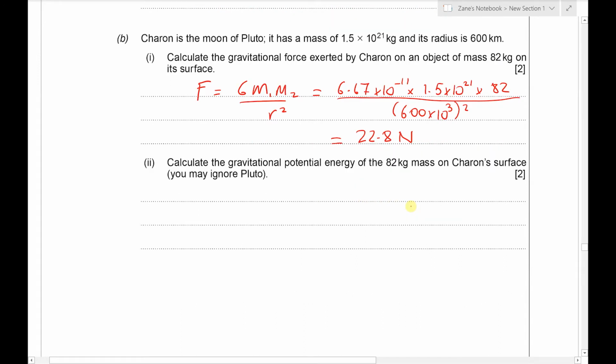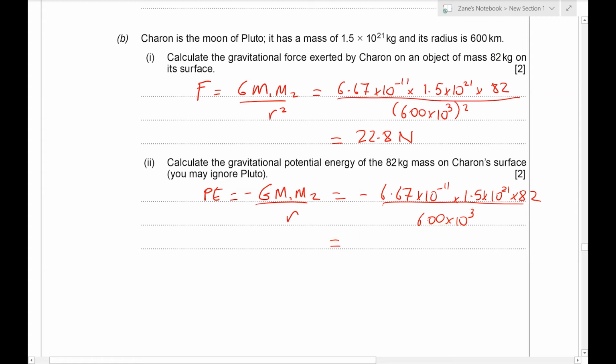Next we're going to calculate the gravitational potential energy of the 82 kilogram mass on Charon's surface, and you may ignore Pluto. Formula in the data book is the potential energy is minus G m1 m2 over r. So we've got minus 6.67 times 10 to the minus 11 times 1.5 times 10 to the 21 times 82, all over 600 times 10 to the 3.